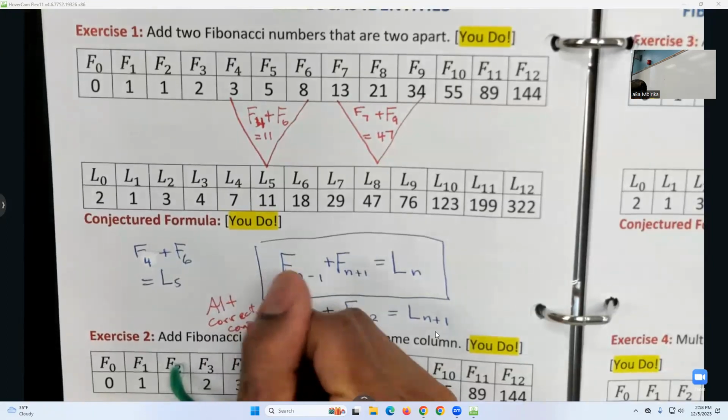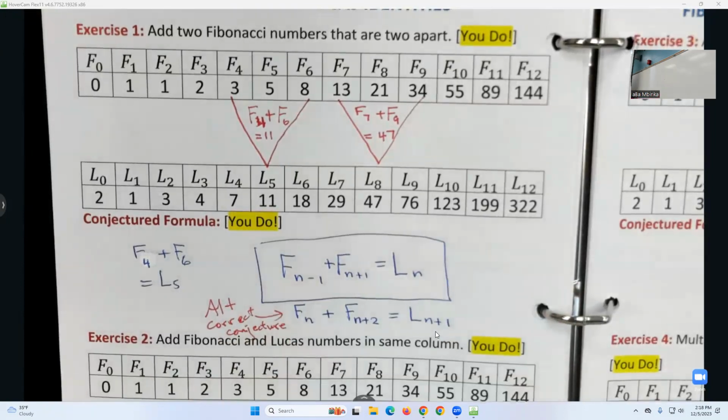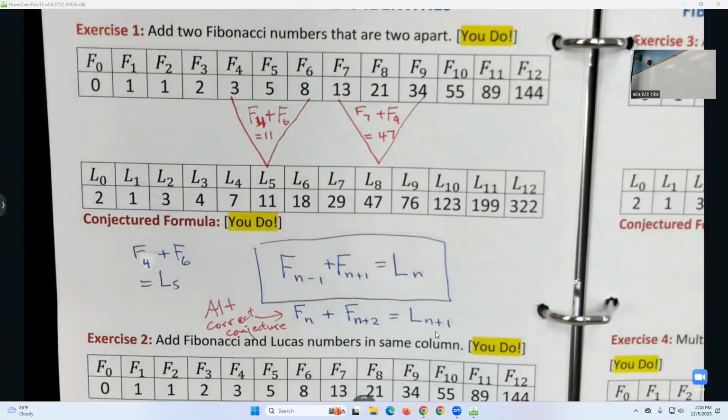conjecture. Does anyone know what the word conjecture means? Math word? Drawing a conclusion? Yes. Is it correct or false? Does it have to be correct? Can I have a conjecture that's wrong? Like, I conjecture that 7 plus 3 is 9. Is that a conjecture? That is a conjecture, especially if I believe it. But a lot of people believe stuff that's wrong.